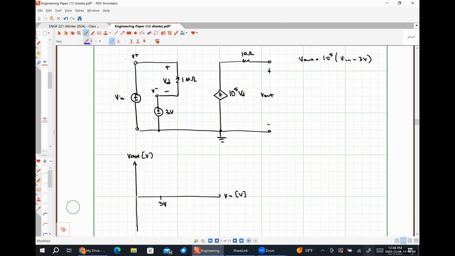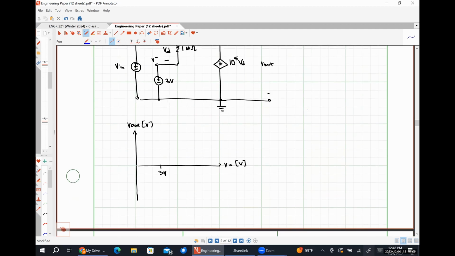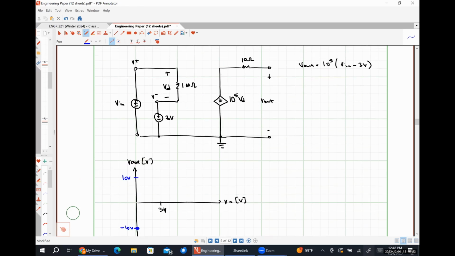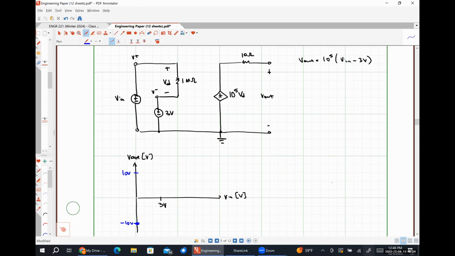So if I put this bit right here to be negative 10 volts and this guy right here to be positive 10 volts at this point of 0, our output voltage is negative 10. What if V in is negative 2 volts? Negative 100,000, which is more negative than VCC minus, so it saturates to negative 10 volts.